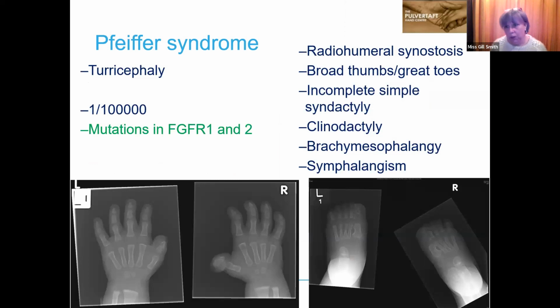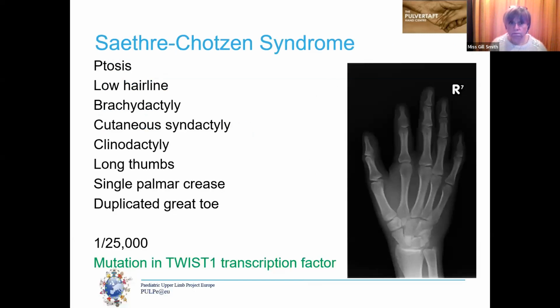Pfeiffers look very much the same when you look at them in the face, but they likewise have broad great toes and thumbs, but they usually have incomplete simple syndactyly. They sometimes have some clinodactyly. They will have some symphalangism, but not to the same degree, and not as much syndactyly. They'll sometimes have a radiohumeral synostosis, sometimes duplications of their great toe, and they often have much more difficult airways, but intellectually are usually on a better level.